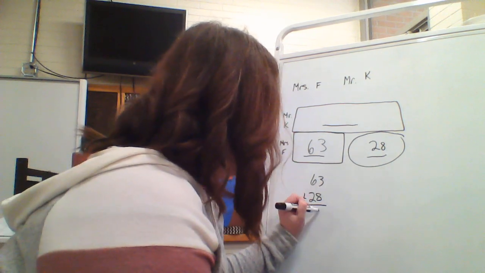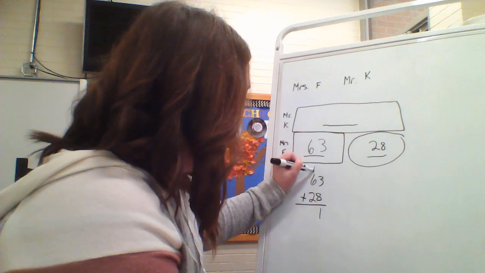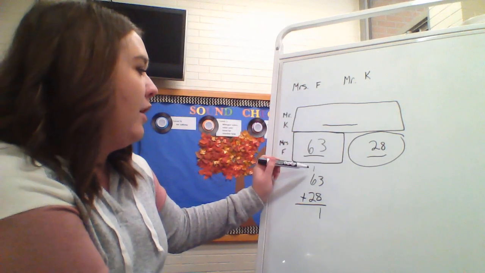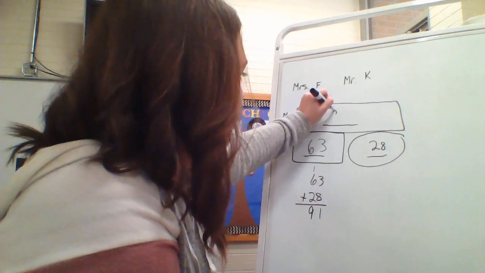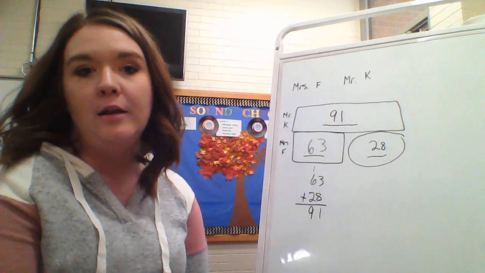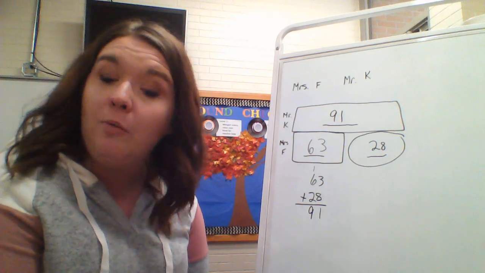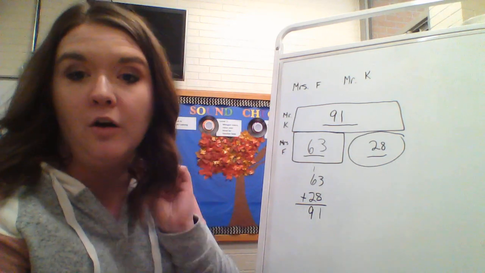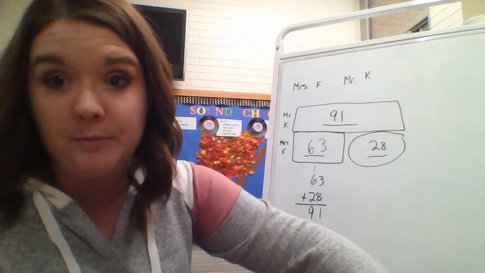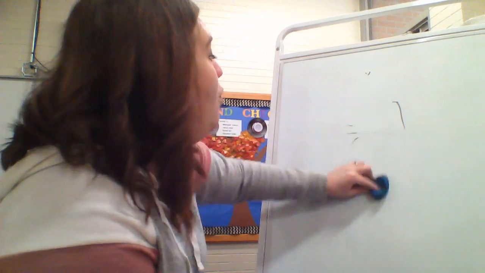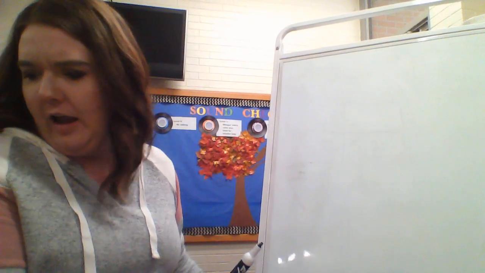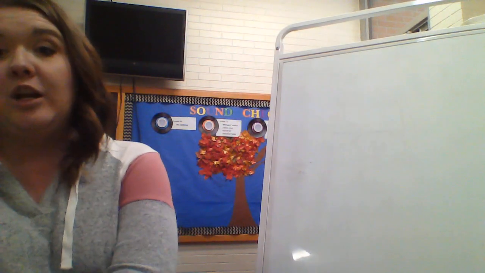All right, now I'm going to go ahead and solve it. I know that 3 plus 8 is 11, so I have 1 in my ones place and 1 in my tens place. So I have 1 ten plus 6 tens plus 2 tens, which is 9 tens. So Mr. Kapoor makes 91 sandwiches. Okay, so this is another way that we could use when we're solving problems with unknown addends, okay? So I'm going to do one more, and then you can go on to the workbook, okay?